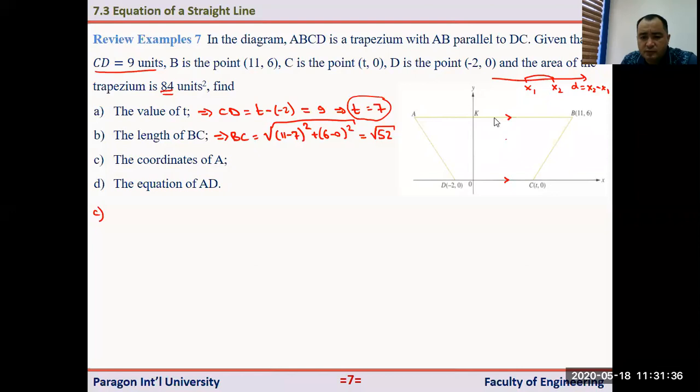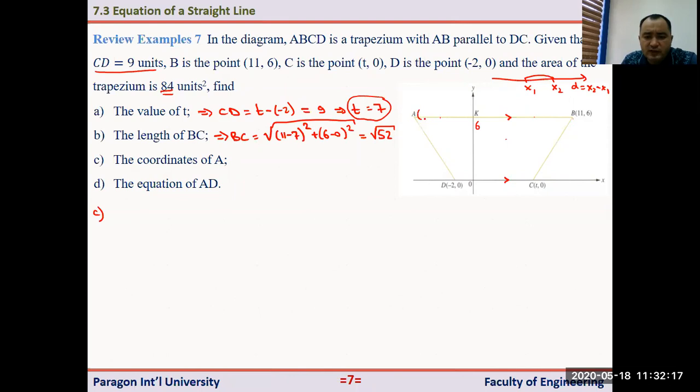Number one is, if you just observe here, this line is parallel to this line, right? And this one is parallel to the x-axis. What does it mean? Any point on this line has the same y coordinate, right? If you just pick this point, y coordinate is 6. If you take this point, y coordinate is 6. So now I know that y coordinate of A is 6.